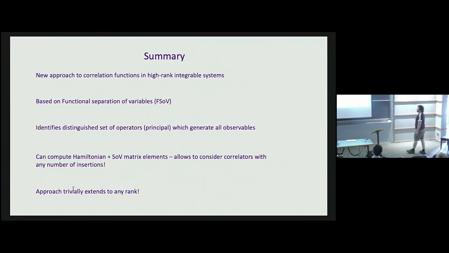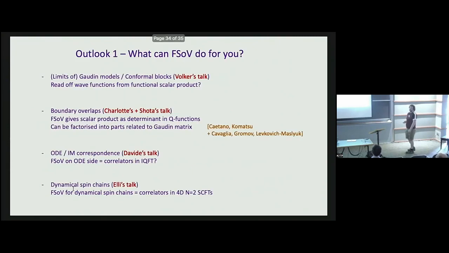So now my first outlook, where I try to sell all of this to you, the people here in the audience. What can this do for you? We saw yesterday Volker's talk, on Gaudin models or limits of Gaudin models and the relation to conformal blocks. The key object in Volker's talk was the wave functions. We don't have the wave function directly with this approach, but we do have the scalar product. And what one could essentially try to do is read off the wave function directly from the scalar product itself. This is actually something we tried to do in the case of the XXX spin chain, and it actually works.